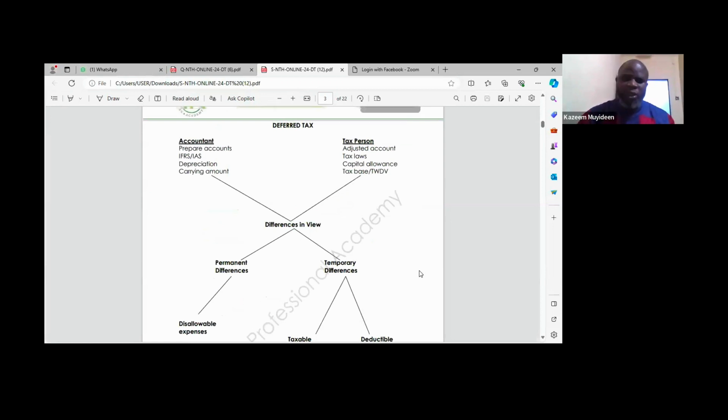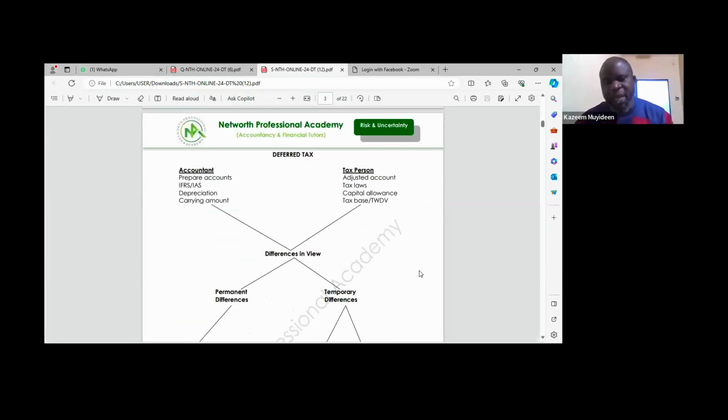Now, the temporary difference. Deferred tax is about the temporary difference. What brings about the temporary difference? Let's see. As an accountant, I prepare accounts, where the tax people don't prepare accounts. The position of an accountant is to prepare and submit the accounts for the tax person to adjust. I will prepare the account based on the IFRS and IAS, and the tax person will adjust the account based on the tax law.